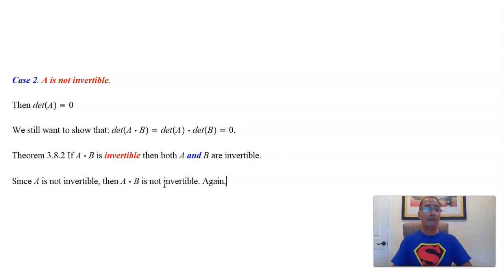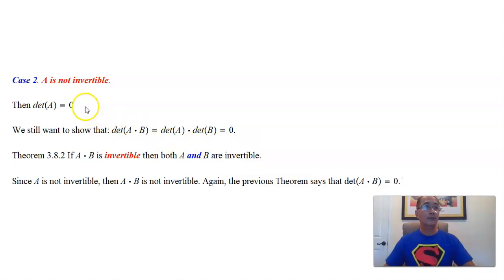Okay, and again, from the previous theorem says that the determinant of A times B has to be 0. And that completes our proof. In case 2, the determinant of A is 0, but the determinant of A times B will also be 0. So therefore, we get 0 equals 0.